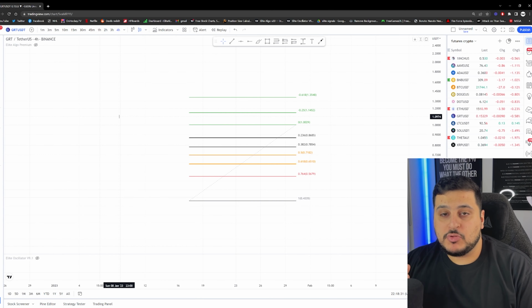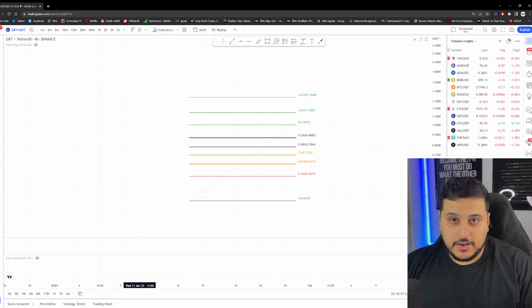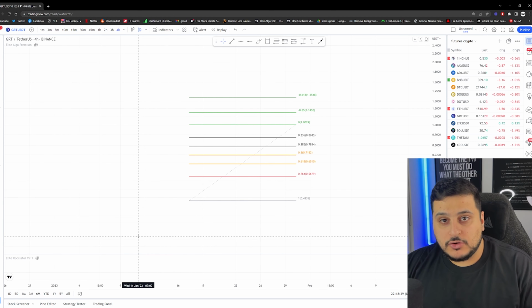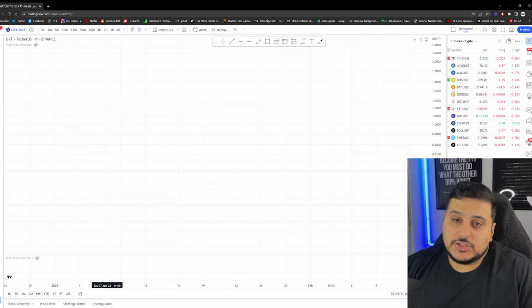Alright, so step number one in order to use Fibonacci properly is to actually change the settings in the Fibonacci itself to have it look exactly like mine. Because again, other Fibonacci strategies that you've seen on YouTube are complete garbage, so I'm going to teach you exactly how to use it properly. Alright, so let's change the settings for Fibonacci.